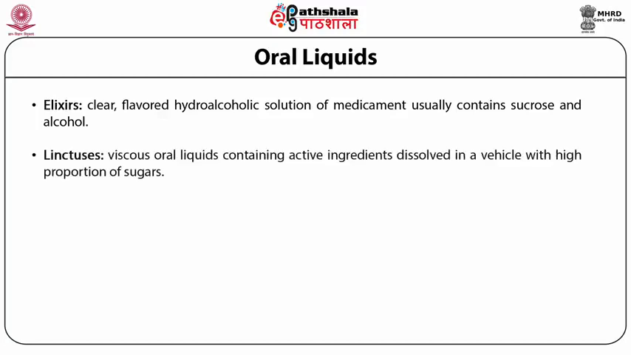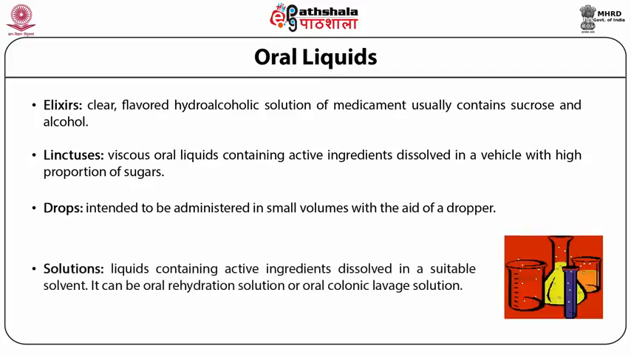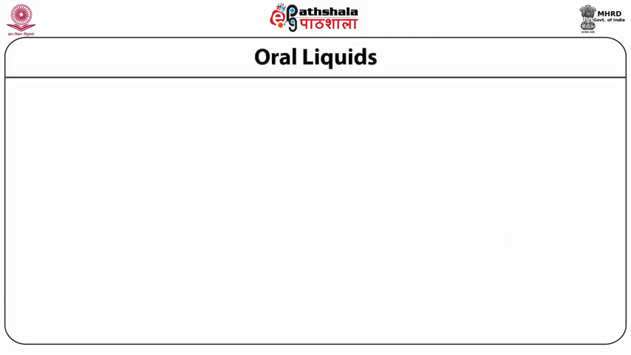Linctuses are viscous oral liquids containing one or more active ingredients dissolved in a vehicle that usually contains a high proportion of sucrose. Next is drops. Oral drops are intended to be administered in small volume with the aid of a dropper. And next category is solutions. Liquids containing active ingredients dissolved in a suitable solvent. It can be oral rehydration solution or oral colonic lavage solution. Other categories under oral liquids are syrups, tinctures, fluid extracts, and aromatic water.